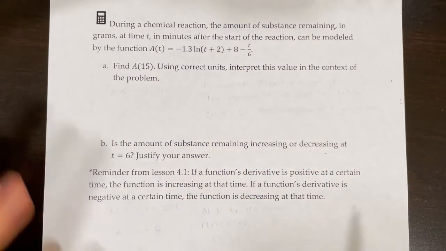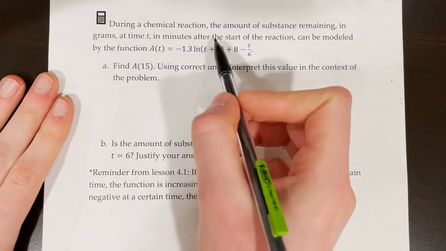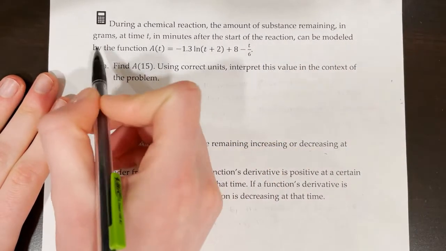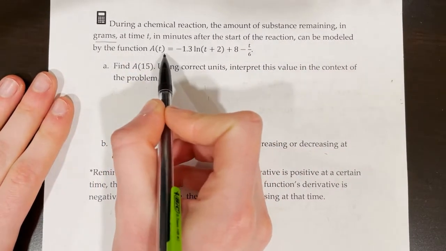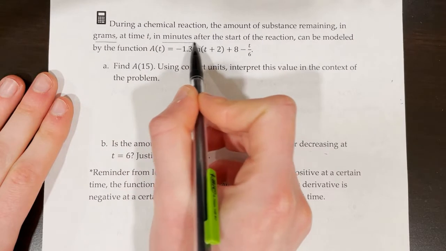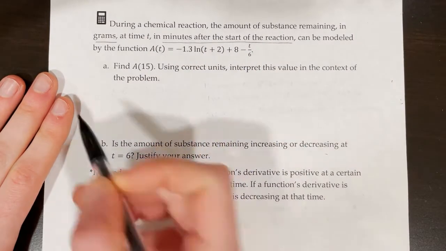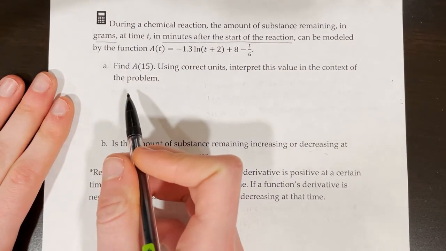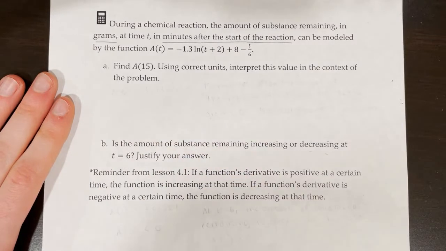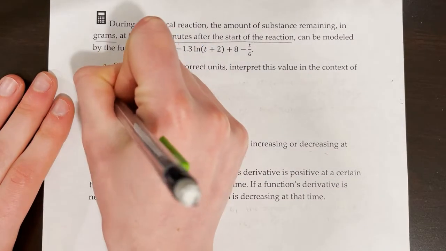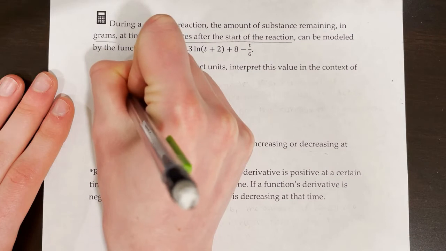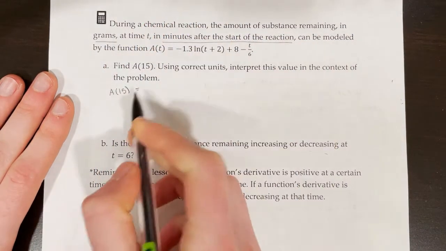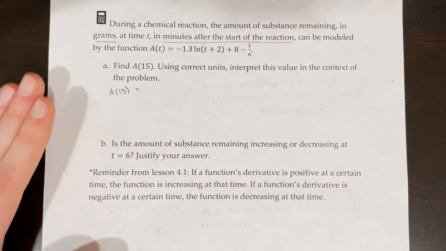The first thing I'm going to note is my units. So amount of substance remaining in grams, that's the units for A of t, and then t, time, is in minutes after the start of the reaction. Part A says find A of 15. Using correct units, interpret this value in the context of the problem. Finding A of 15 is very straightforward. We just need to plug 15 into this function using the calculator.